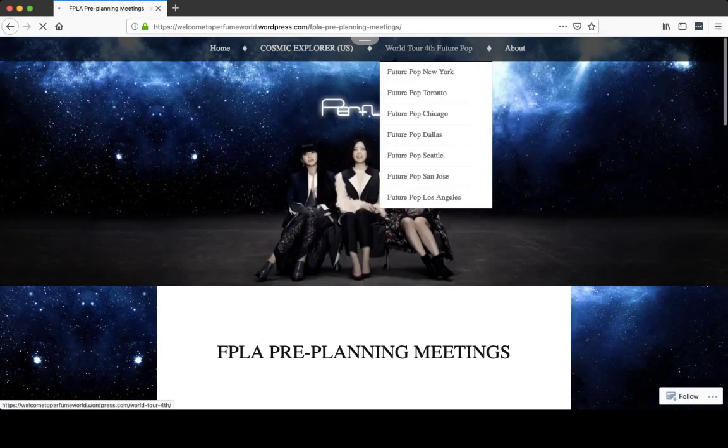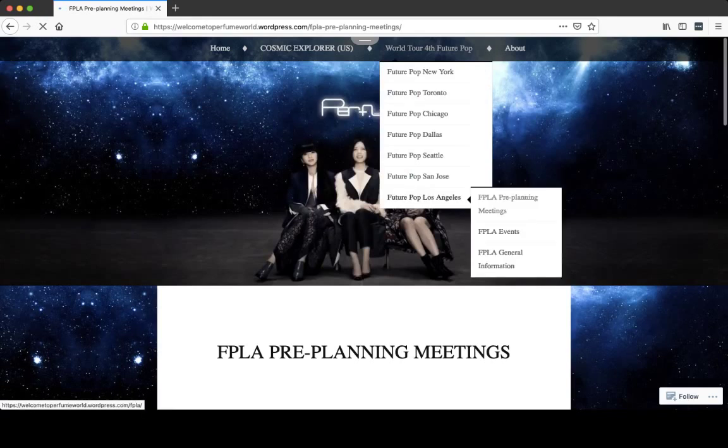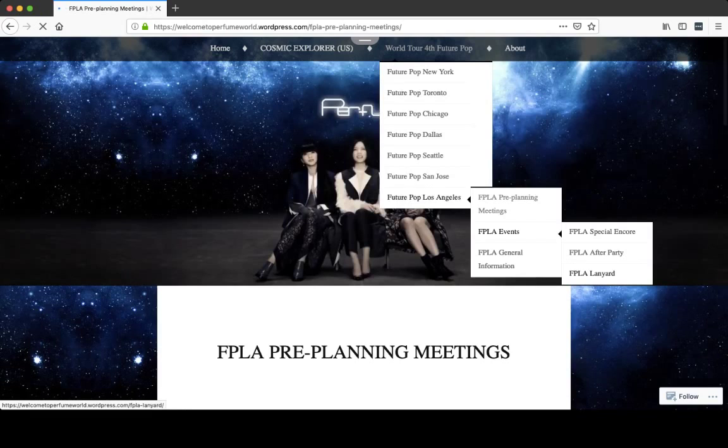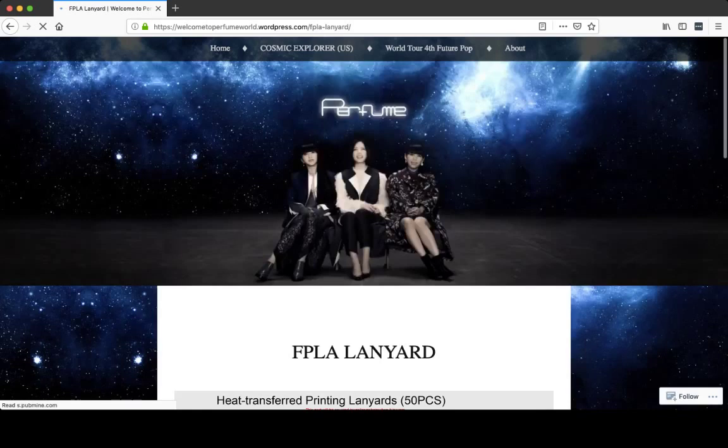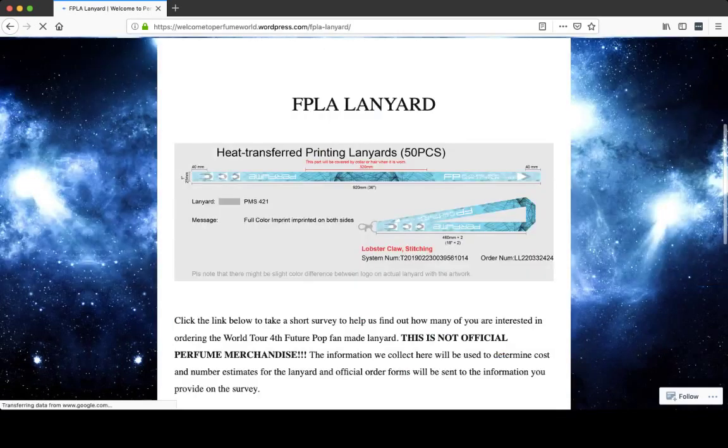The other menu items are the FPLA events, which has the special encore page, the after party page, and the lanyard page. These currently are under construction. Especially the special encore and the after party, because we haven't finalized those yet. Lanyard has some nice stuff going on in there. Slippy Slappy Zippity Zappy Angel Eyes also said, I think there's other facilitators for those shows. I'm trying to get into contact with them, but I haven't heard anything.